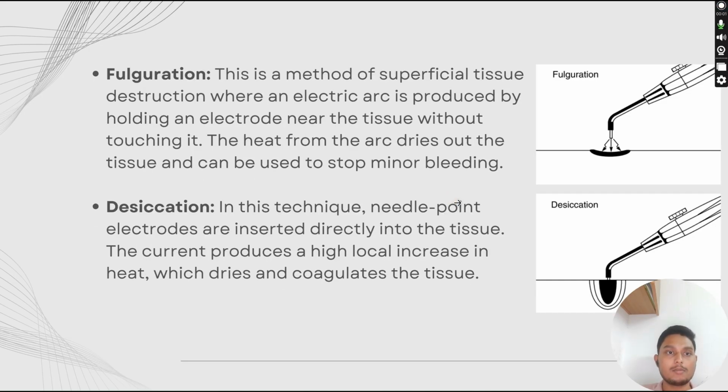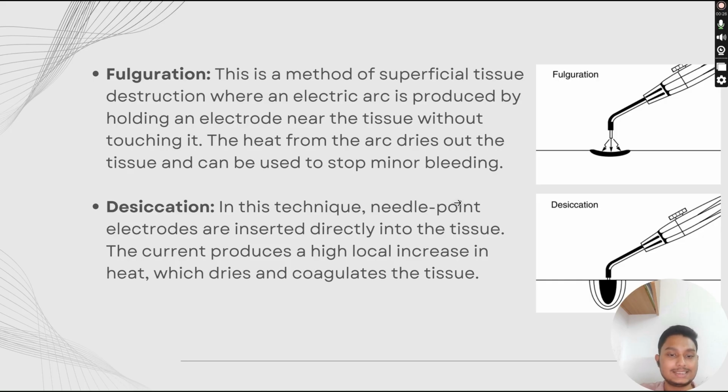Now the third point is fulguration. This one looks different. The electrode does not touch the tissue at all. It is held just above the surface. This creates a small spark, or what we call an electric arc. The effect is that it mainly destroys the surface tissue and can stop small capillary bleeding.